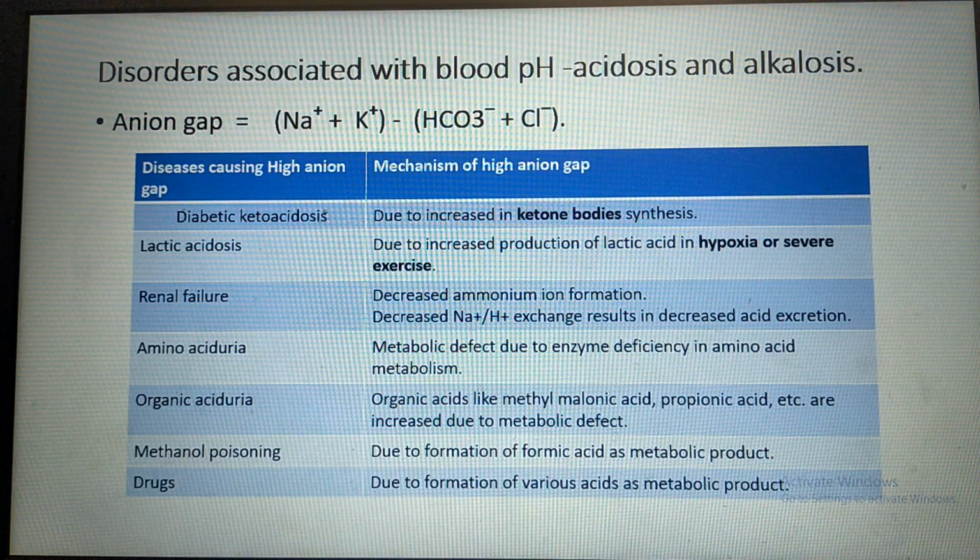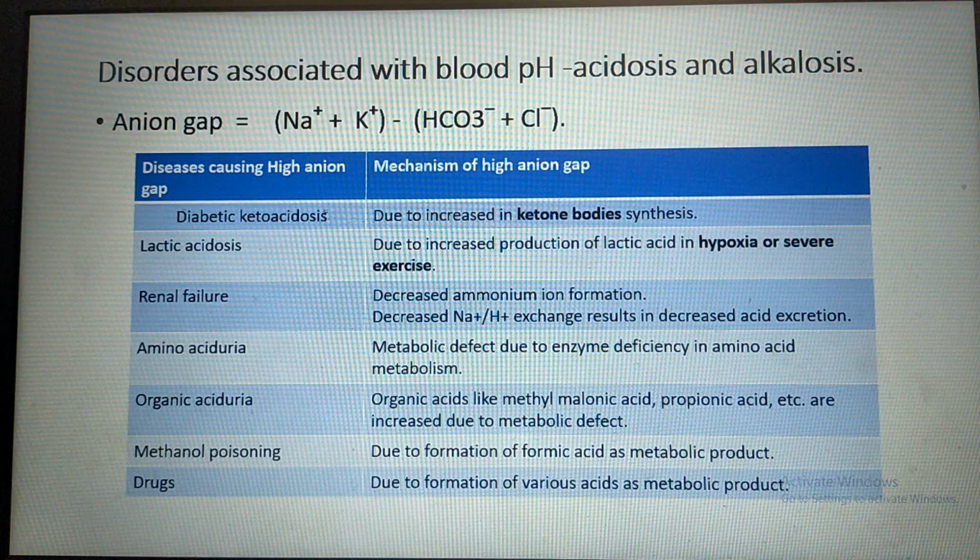Same case with lactic acidosis. Again, lactic acid level increases. Lactic acid generally increases commonly in hypoxic conditions or during severe exercise. Lactic acid production increases. The reason is the same. Lactic acid increases, it gives H plus ions. To neutralize these H plus ions, bicarbonate ions are utilized.